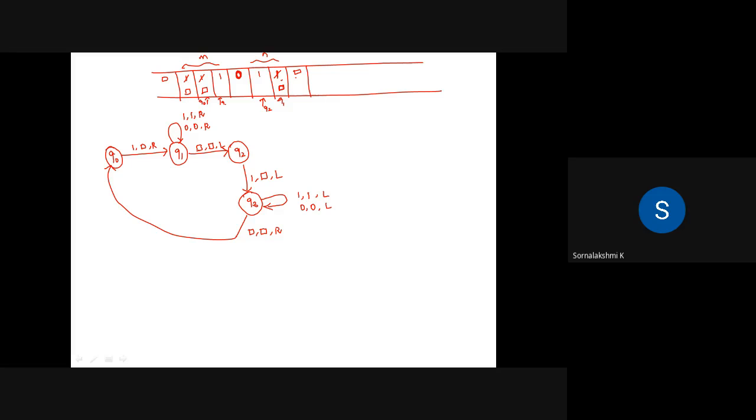Q2 on seeing a 1, what should it do? It should replace it with blank and keep moving left. Q2 doesn't have to worry about zeros or 1s. So I've replaced 1 with blank. I've changed to Q3. Q3 need not worry about the 0 or 1. It keeps moving left. It waits till it hits this blank. When it hits this blank, it comes over here and starts this Q0 iteration again. So now remember, listen carefully.